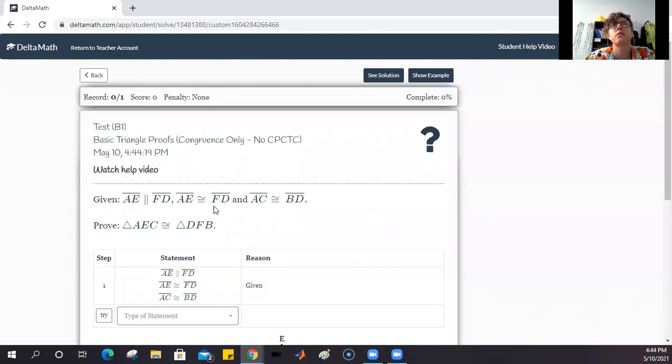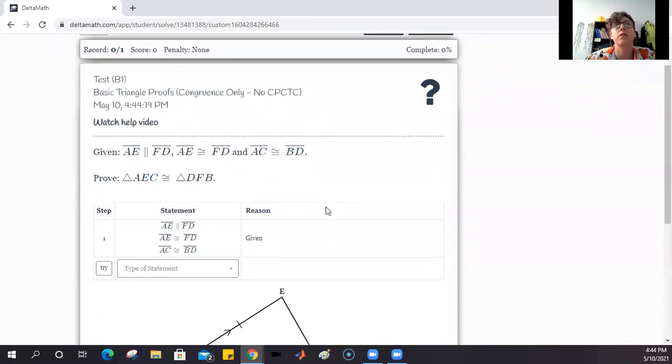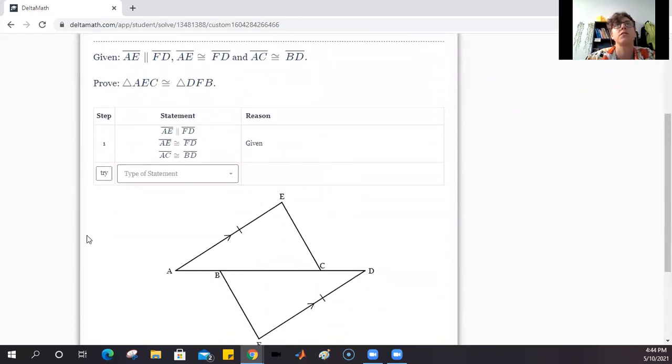All right. We are given AE is parallel to FD, AE is congruent to FD, and AC is congruent to BD, and we're trying to prove that some triangles are congruent. All right, let's go step by step. Got parallel lines, congruent sides, another pair of congruent sides in the triangle, AC and BD. What do parallel lines give us?